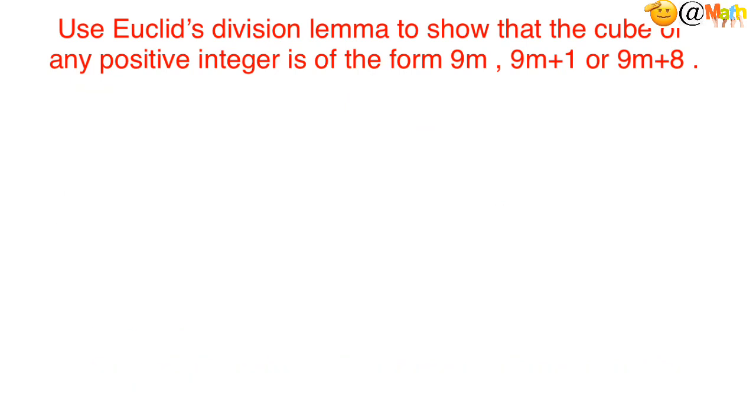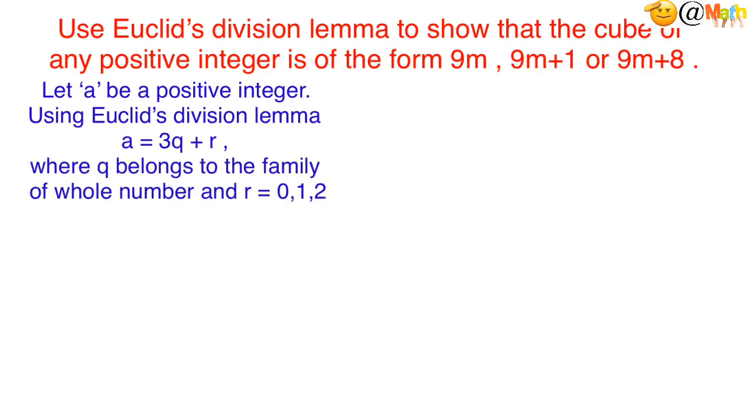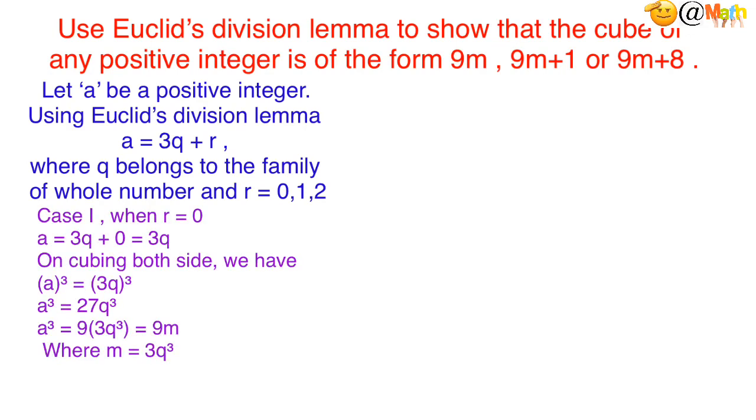Now, let a be a positive integer. Using Euclid's division lemma, a is equal to 3q plus r, where q belongs to the whole numbers and r is equal to 0, 1, 2. It will be less than 3. Case 1, when r is equal to 0, a is equal to 3q plus 0, which is 3q. On cubing both sides, we have a cube is equal to 27q cube.